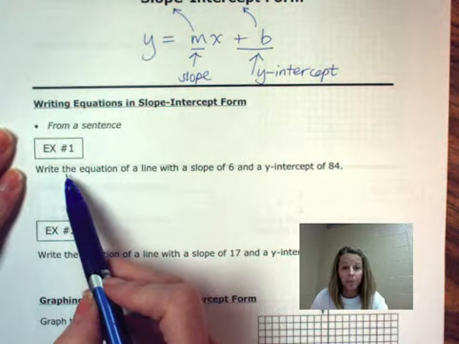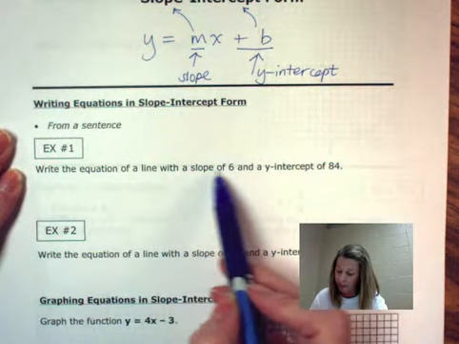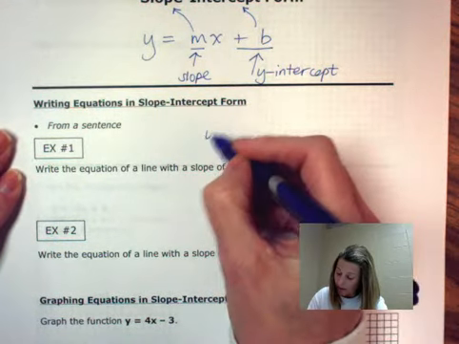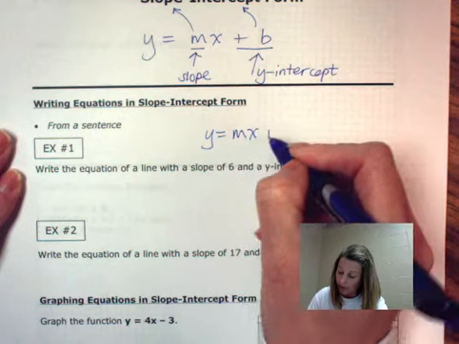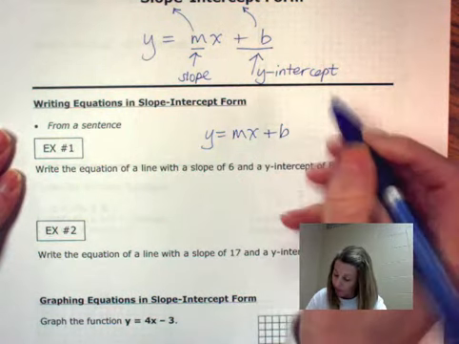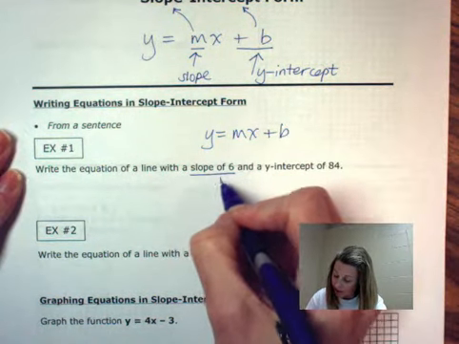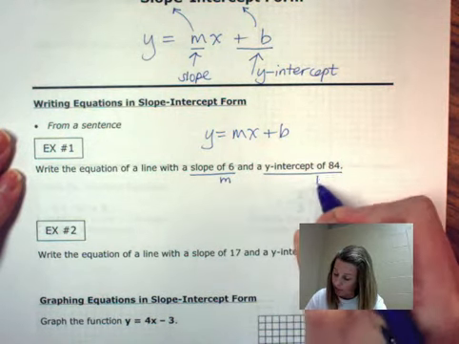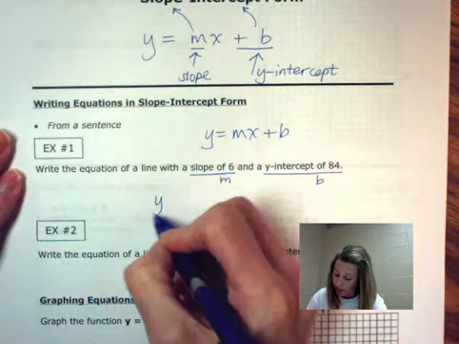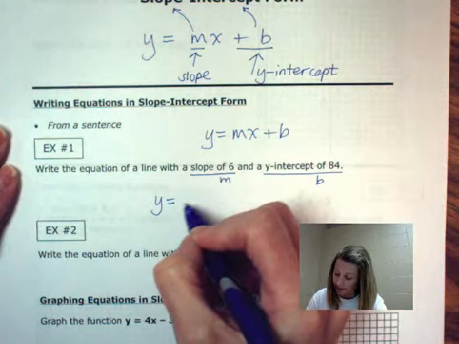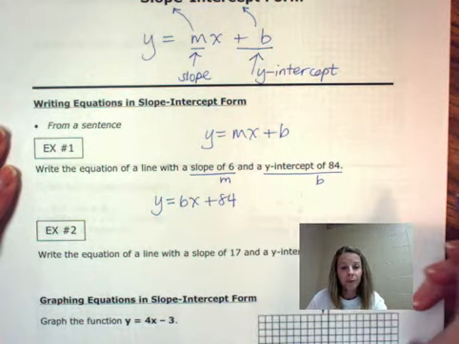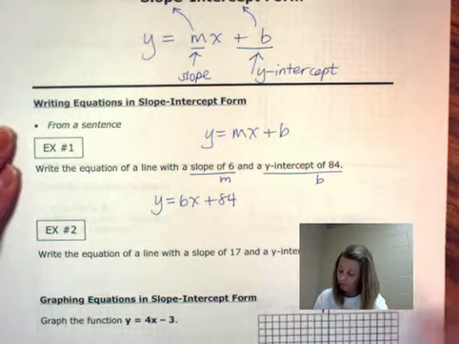Example 1: write the equation of the line with a slope of 6 and a y-intercept of 84. So I'm writing my equation in the form y = mx + b. A slope of 6 represents my m. A y-intercept of 84 represents the b. So my equation will say y = 6x + 84. I'm just substituting my numbers in.